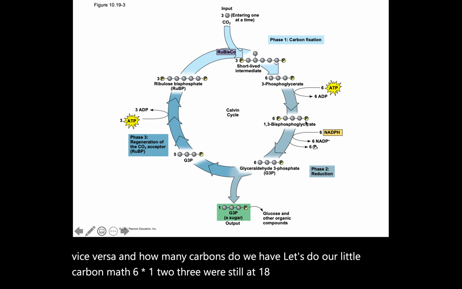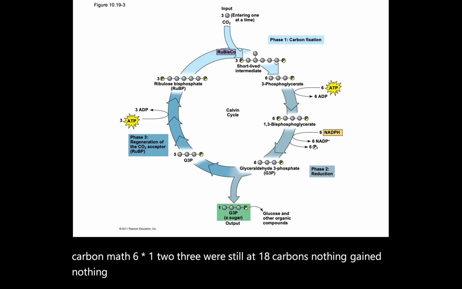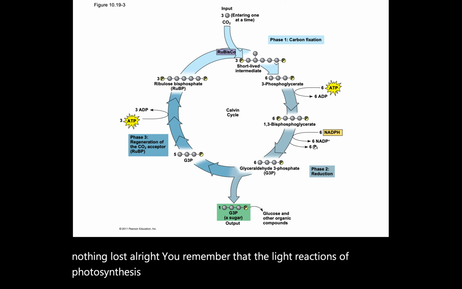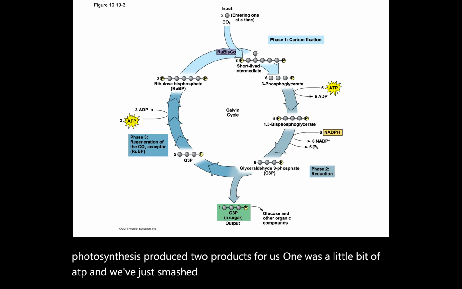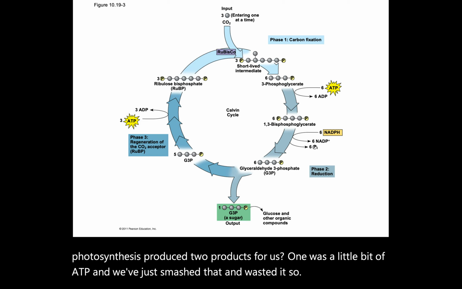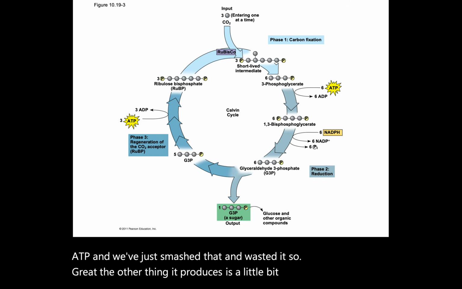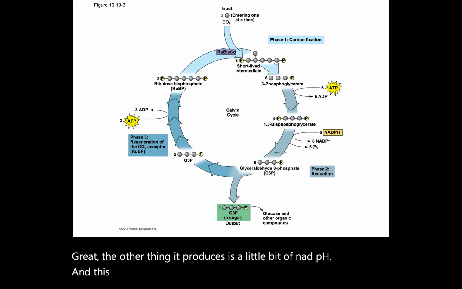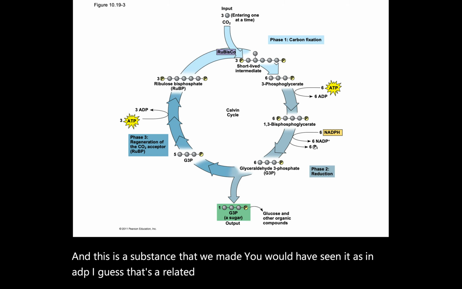Nothing gained, nothing lost. All right, you remember that the light reactions of photosynthesis produced 2 products for us. One was a little bit of ATP, and we've just smashed that and wasted it, so great. The other thing it produces is a little bit of NADPH. And this is a substance that we made. You would have seen it as NADP. I guess that's a related substance. This has an extra hydrogen on it.